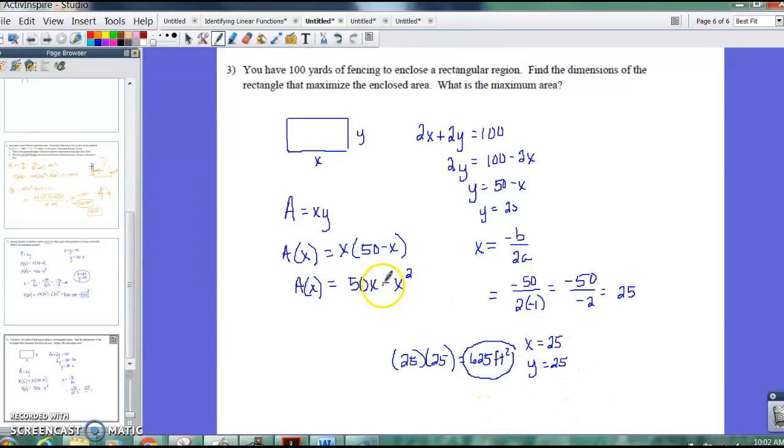Again, I could have just plugged 25 back into my function A of x, and I also would have gotten 625. Or you can just multiply your dimensions together. So that's how you're going to approach those problems. Hopefully that helped going through those. The problems on the homework are very similar to this.